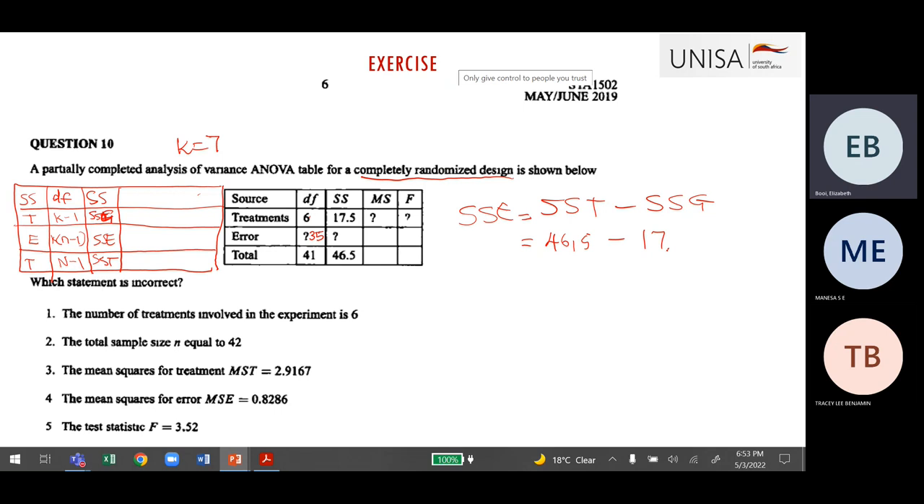So if I have my SST and I have my SSG, I can just substitute 46.5 minus 17.5. And that will give you 46.5 minus 17.5 equals 24.5. So the answer here is 24.5. Now, I can calculate my MS error. Now, my MST and MS, because I need to find my test statistic, my F test as well. So, calculating MS.